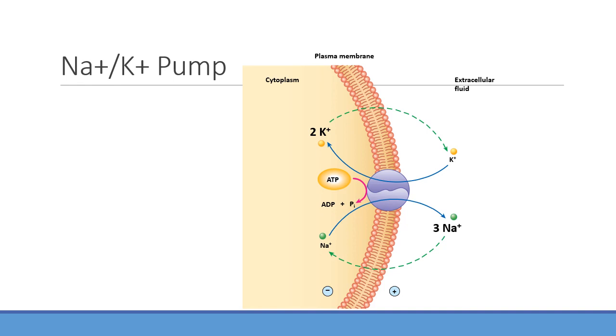Here's another picture kind of showing the same thing, utilizing the ATP here. ADP gets produced because that can be reutilized in ATP production later on in the cell. Again, potassium is going to be going in the cell, sodium is going to be going out.